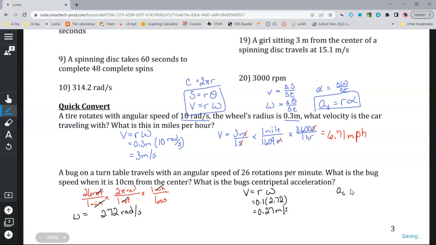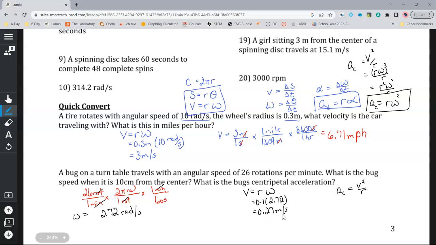Now, we want to know the centripetal acceleration. The centripetal acceleration, remember, is v squared over r. I could get a little fancy, and I could also call that my radial acceleration. If v is r omega, I've got that squared over r. So that's r squared omega squared over r, which is r omega squared. That's how we can find the centripetal or the radial acceleration using rotational information, just FYI.